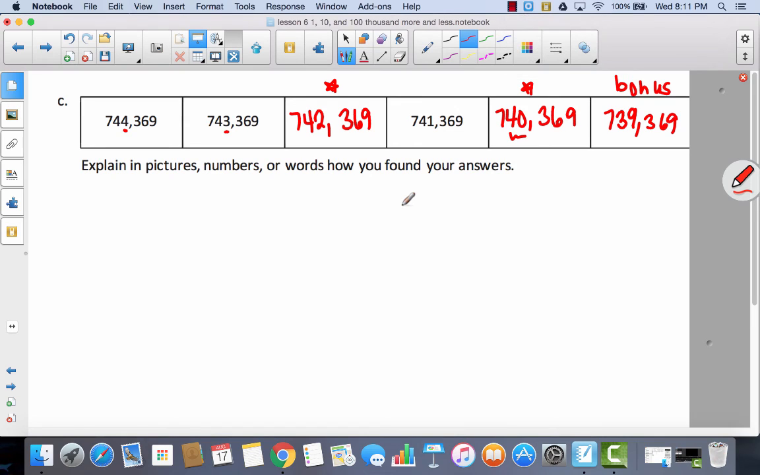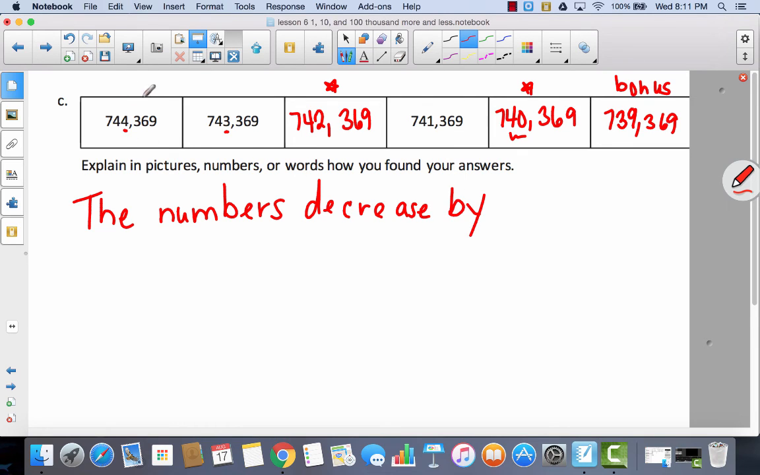Okay, so again, we can use pictures, numbers, or words to say how we found our answers. Let's go with words, and let's just say here that the numbers, are they increasing or decreasing? Well, because they're getting smaller, they are decreasing. The numbers decrease by, what are they decreasing by? Well, since they're changing in the thousands place, they decrease by 1,000 each time.